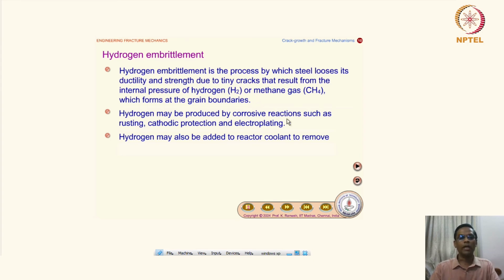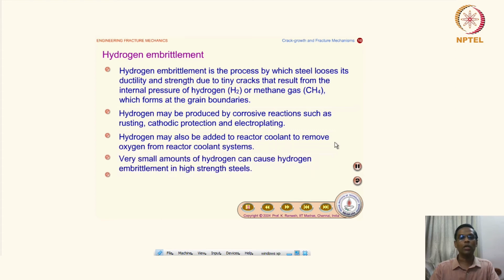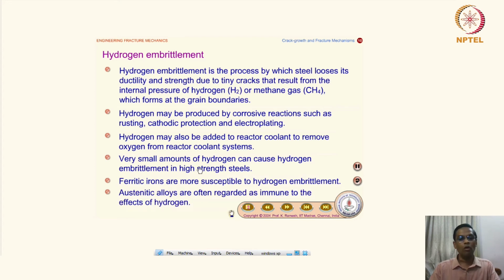Hydrogen may be produced by corrosive reactions such as rusting, cathodic protection and electroplating. Hydrogen may also be added to reactor coolant to remove the oxygen from the reactor coolant systems. Very small amounts of hydrogen can cause hydrogen embrittlement in high strength steels. So this is the reason. This is why I said it is industrially quite sensitive and dangerous, because you don't require a large amount of hydrogen to cause this embrittlement. Even very small amounts can cause this embrittlement.